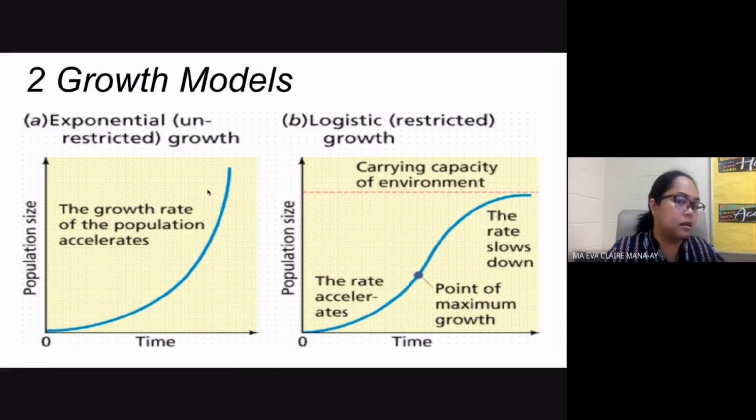Your exponential growth is J-shaped. Your logistic growth is S-shaped. Remember these two again: exponential, that's unrestricted growth without taking into consideration your carrying capacity. Your logistic growth considers your carrying capacity. As soon as you reach your carrying capacity, then you see a flat line. And eventually your rate slows down, it might even decline.